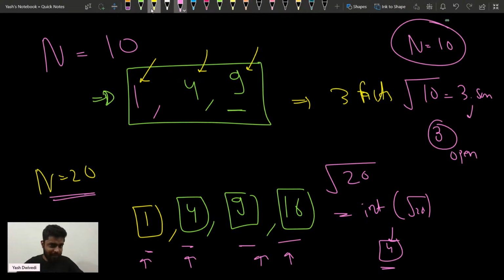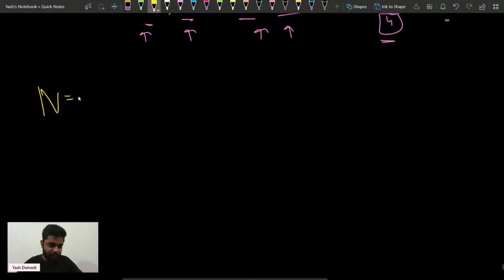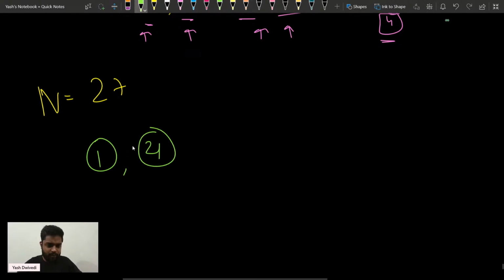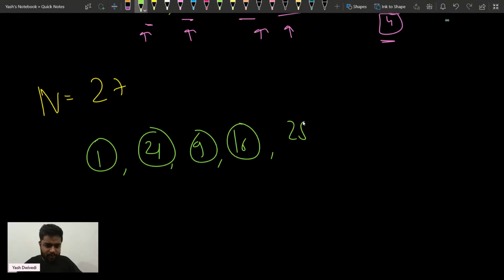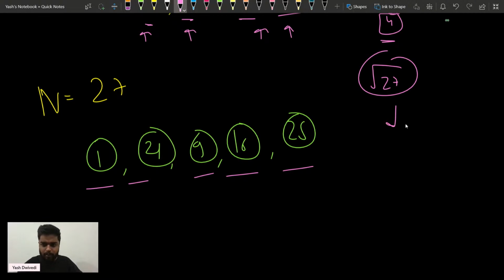If you consider any other number, let's say n equal to 27, for that you can see 1 will be there, then 4 will be there, then 9, then 16, then 25, right? So you can see 1, 2, 3, 4, 5, 5 factors. So the square root of 27, taking the integer part, will be nothing but 5.